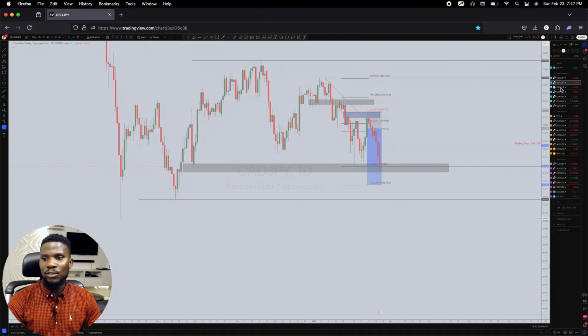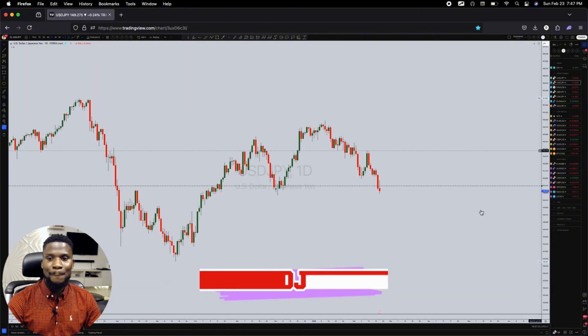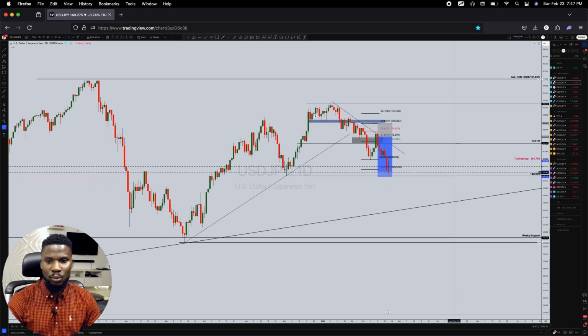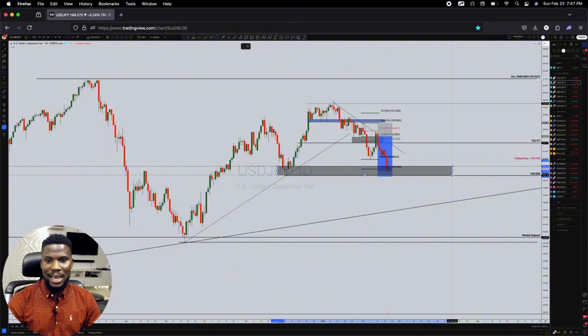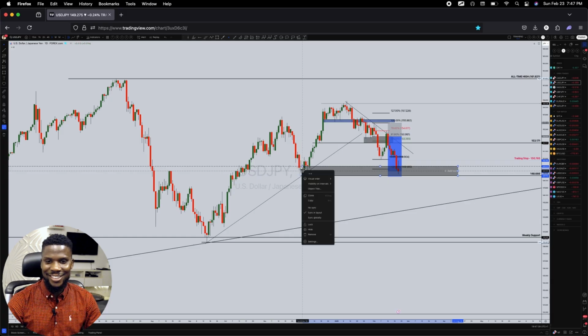Number two is USD JPY. Don't forget, I'm already holding this trade and they are all doing amazingly. They are giving me so much profit, more than I could actually ask for. No, actually, I can ask for more, but they are doing so well right now that I don't want to jinx it. I'm just kidding, guys.